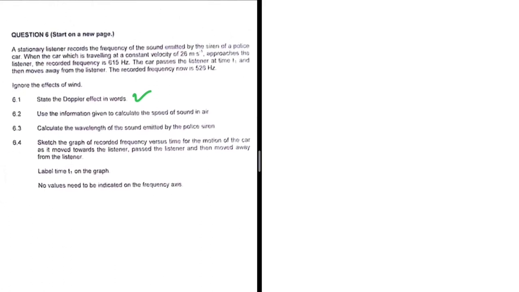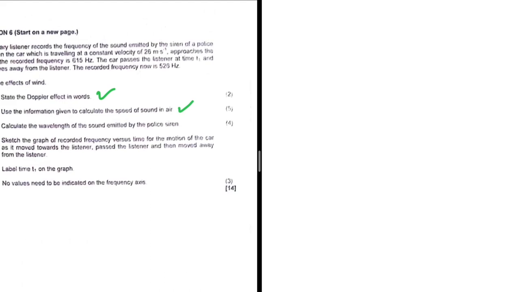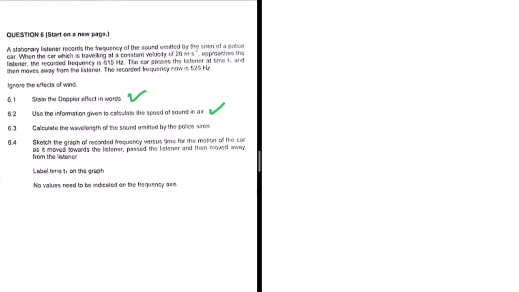State the Doppler effect in words. Of course, we're going to skip that. Let's do 6.2. Use the information given to calculate the speed of sound in air. Mark allocation, 5 marks. So let's go ahead and take a look.